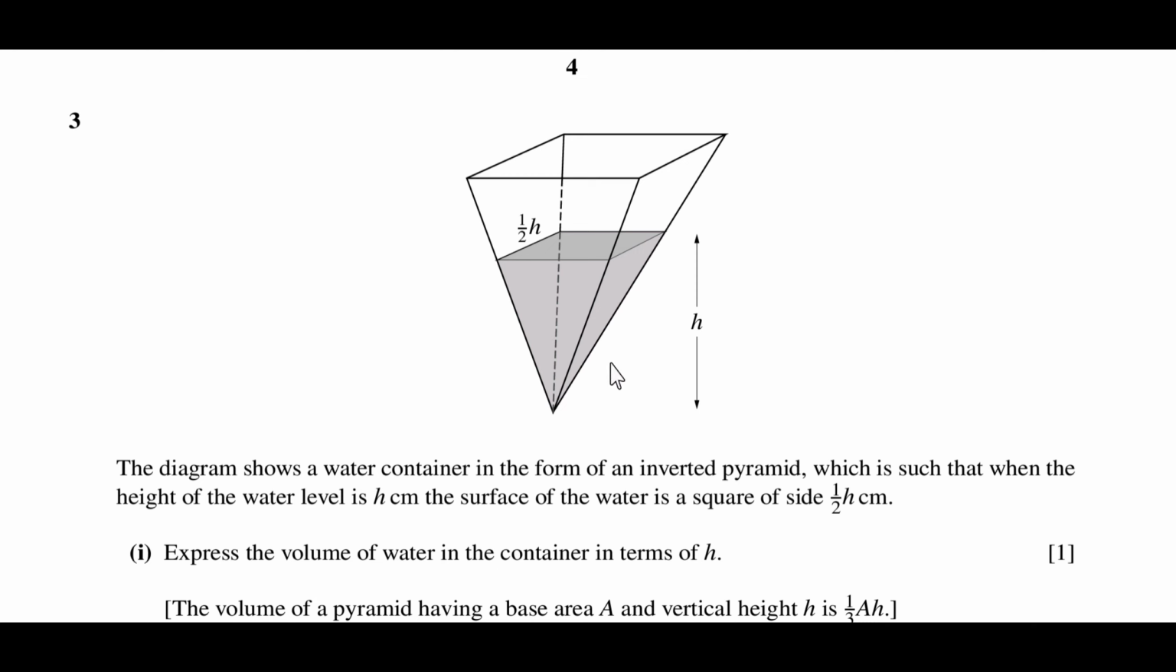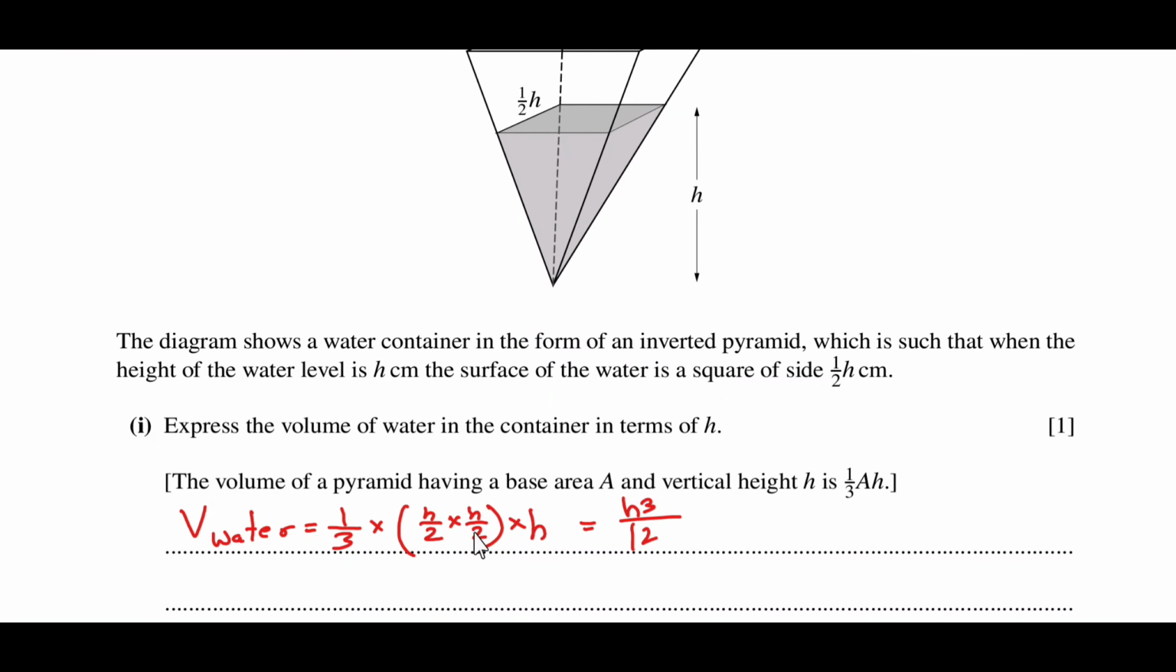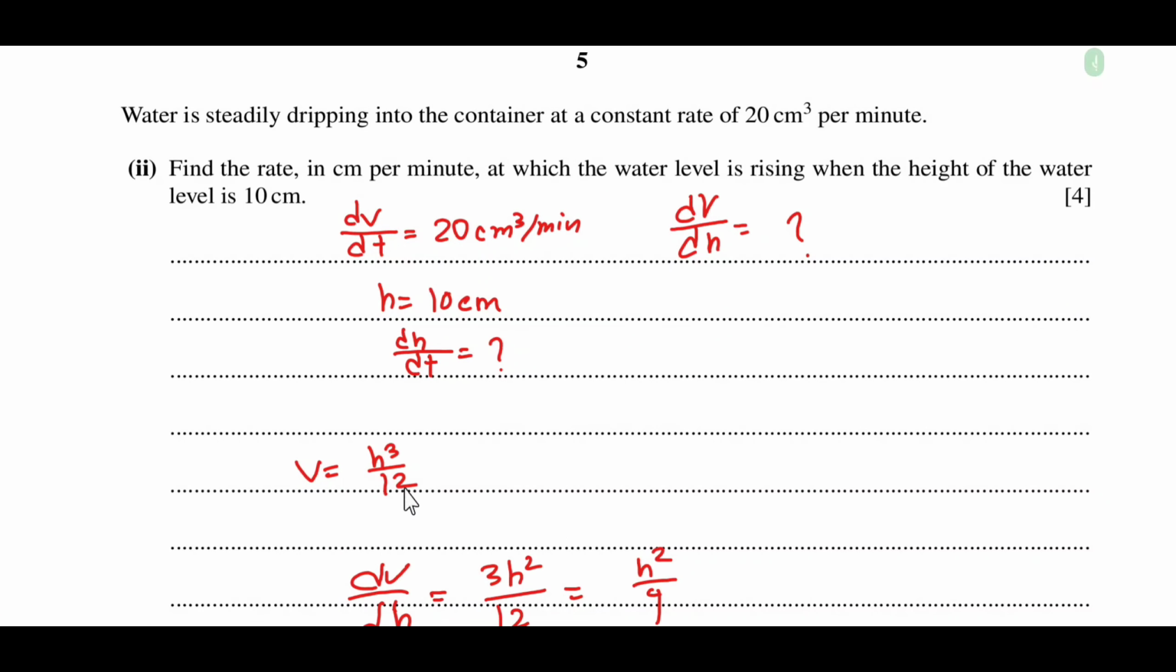So we have to find the volume in terms of h. For the volume of water, that is the shaded region, the volume of the pyramid is 1 by 3 area of the base into height. That is already given here. So 1 by 3 area of the base, as it is a square base, so h by 2 into h by 2 into h, so it comes to be h cube by 12. Expression for volume is h cube by 12.